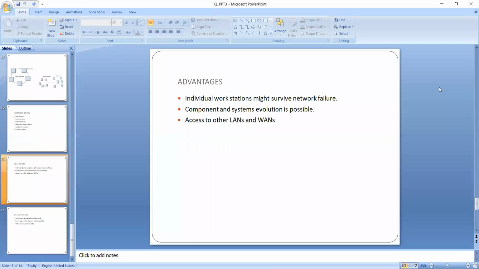Coming to the advantages, the first advantage is that individual workstations might survive network failure. If there is some network failure, there are so many machines that they can restore the network, because there are not one or two, there are so many machines. Second, component and system evaluation is possible, and we can access other LANs and WANs using this LAN technology.